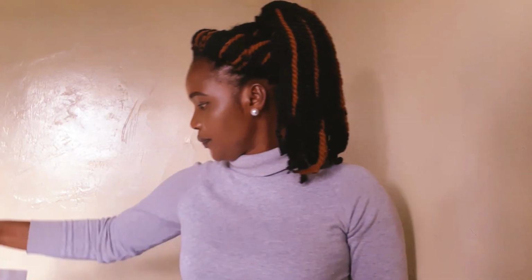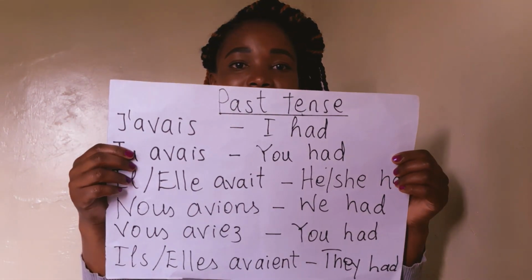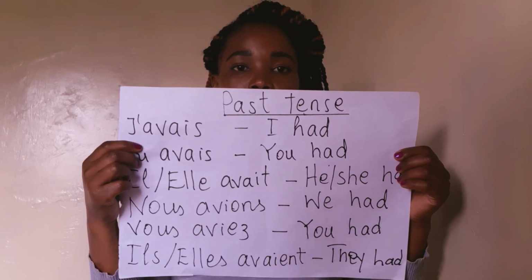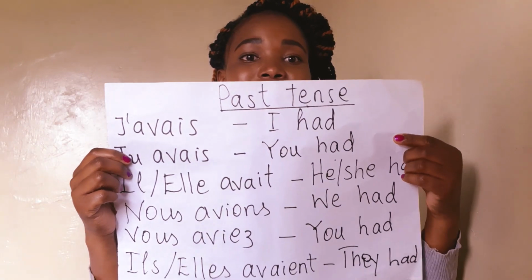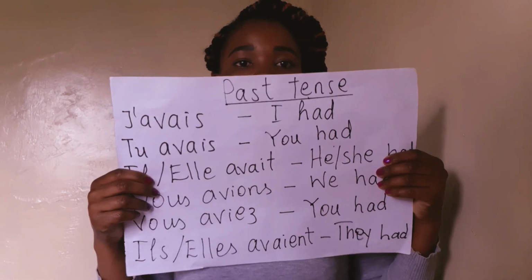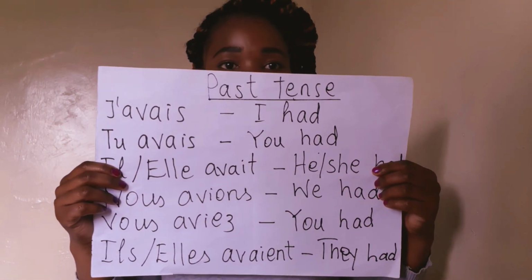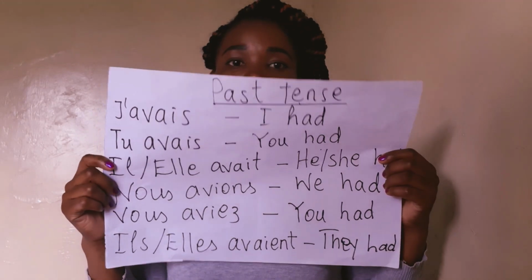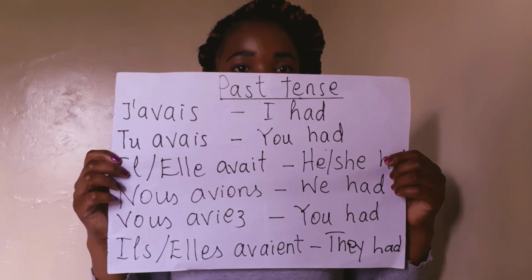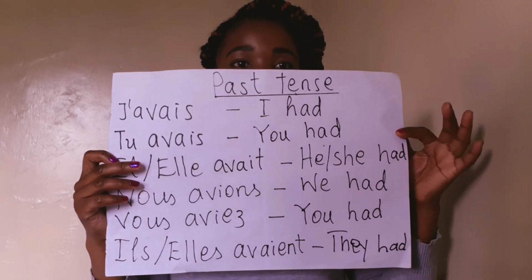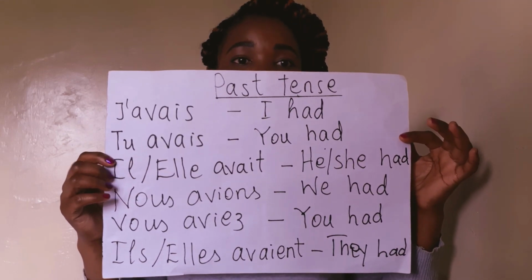Now let's look at the past tense. For past tense, we are going to say j'avais. J'avais means I had. We have tu avais means you had. We have il or elle avait means he had, okay? You can see there, he had or she had.